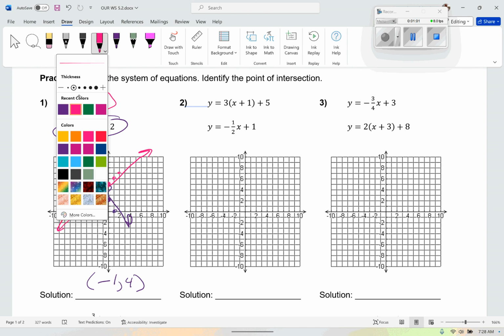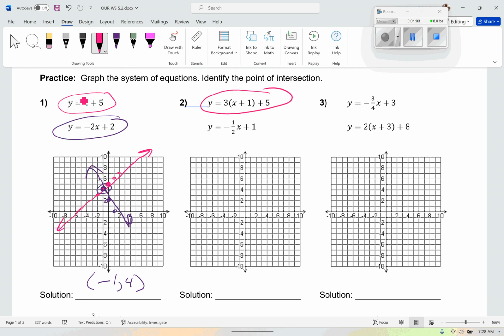Okay, so let's take a look at this one. This one has a point of (-1, 5). So (-1, 5) is up here. I have a slope of 3, so I'm going to go up 3, right 1. I can also go down 3, left 1, down 3, left 1.